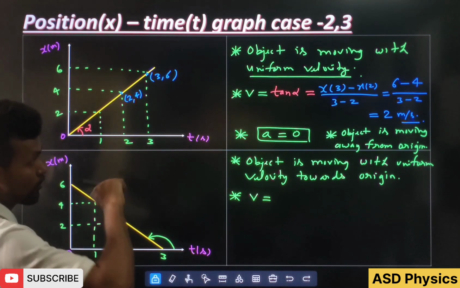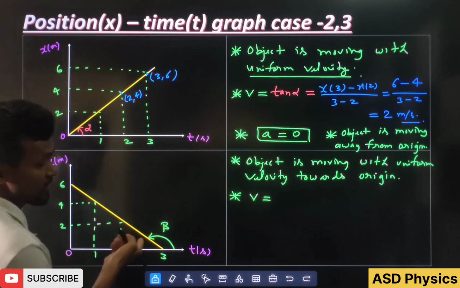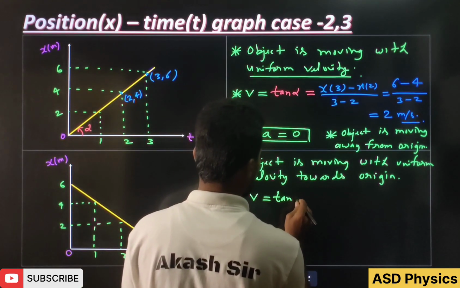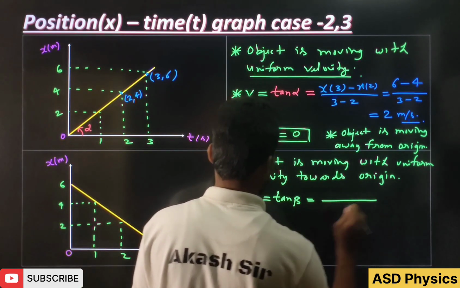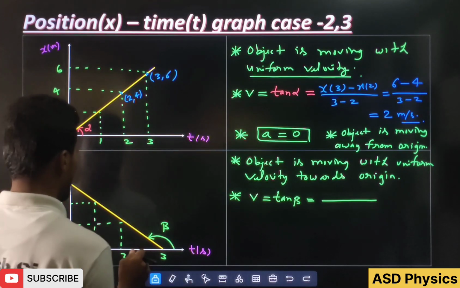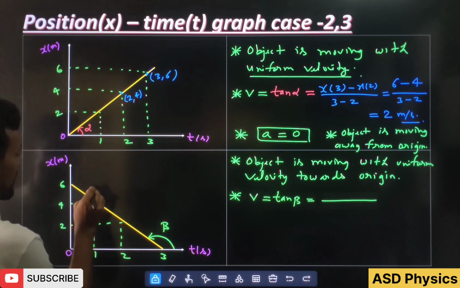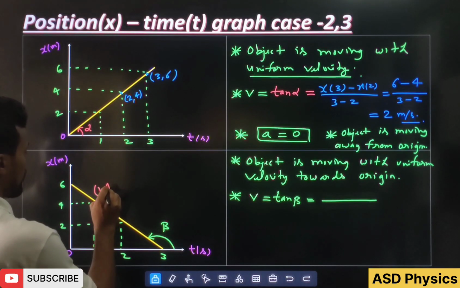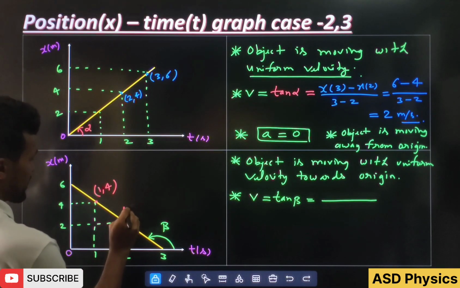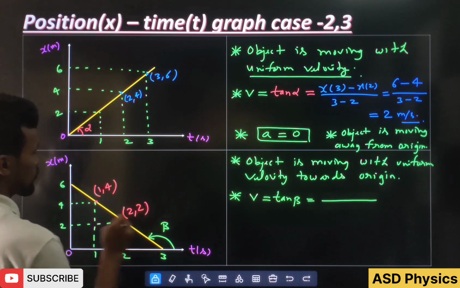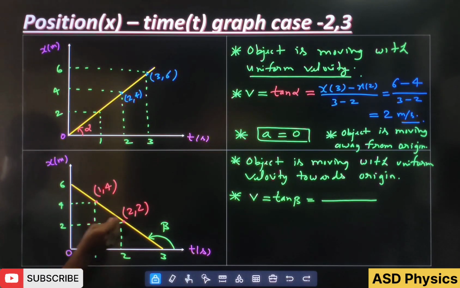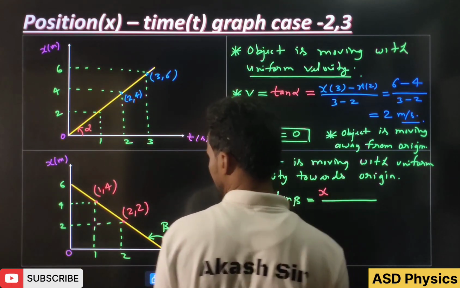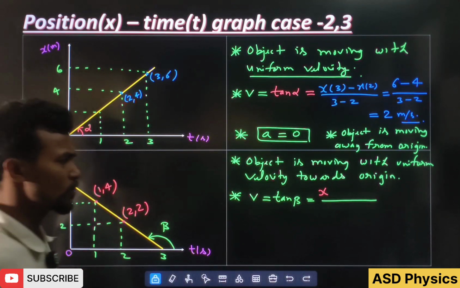Now, if I calculate the velocity, remember that for this slope we always take the angle anti-clockwise. Let's say this angle is beta. Which angle? Obtuse angle. That means velocity will be negative, because it is moving towards the origin. But if I take some points, let's take the coordinates here: 1, 4, and here 2, 2. Any 2 points you can take.